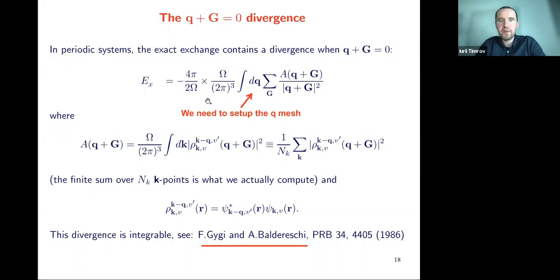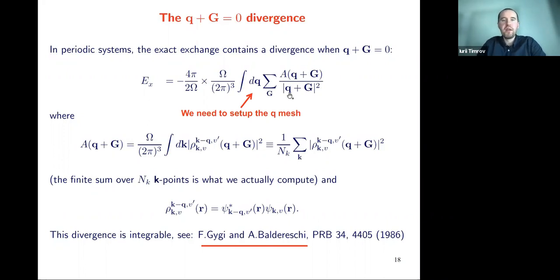In the expression for the exact exchange energy, there is a double sum over bands and K points. And that is very expensive, having this double sum over K points. So to reduce the computational cost, one of the K point sums is replaced by a sum over Q points, which has fewer Q points than in the original K point summation.